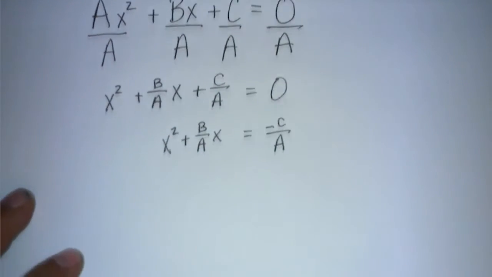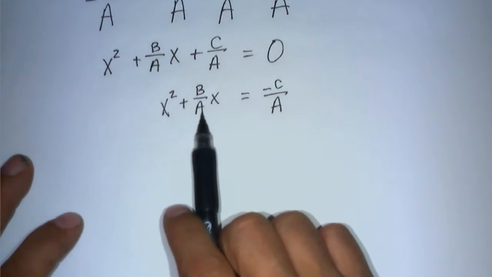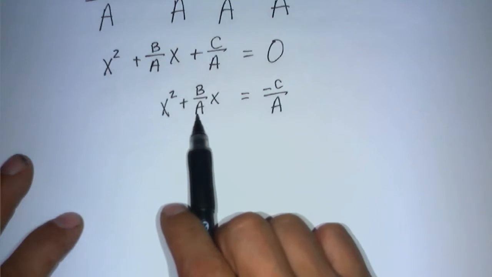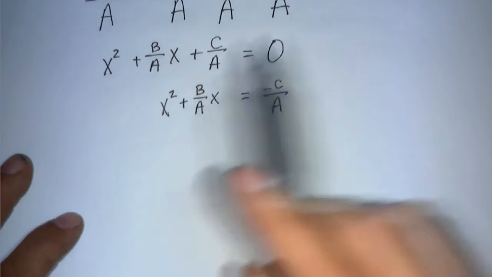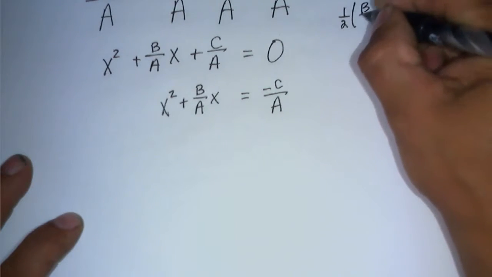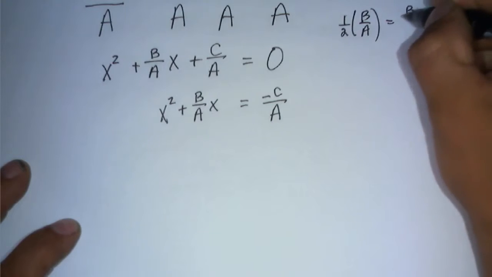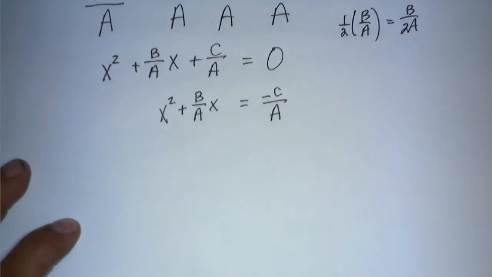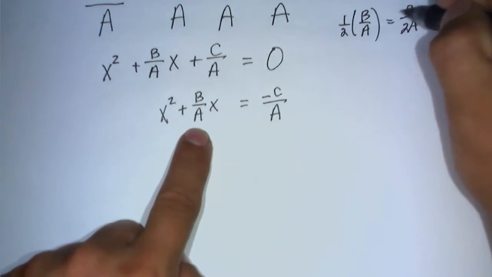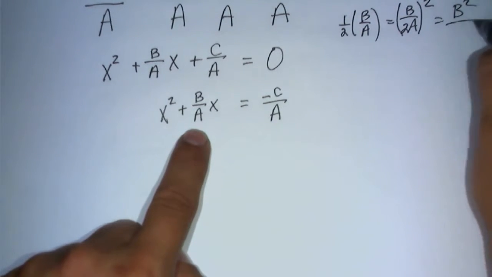Okay. Now I need to complete the square. We had these two terms. Now what did we do? We added half of this squared to both sides. Well, half of b over a is b over 2a. So we're going to add half of this squared. Let's square it and we'll get b squared over 4a squared.